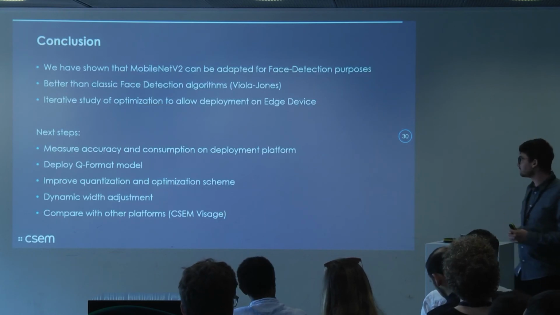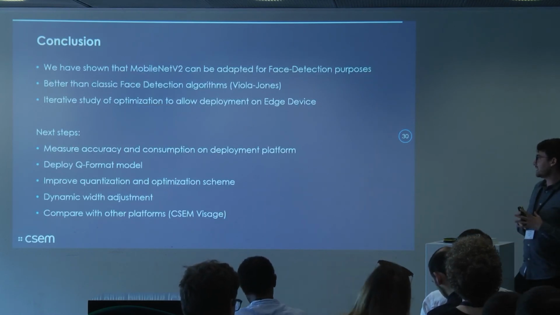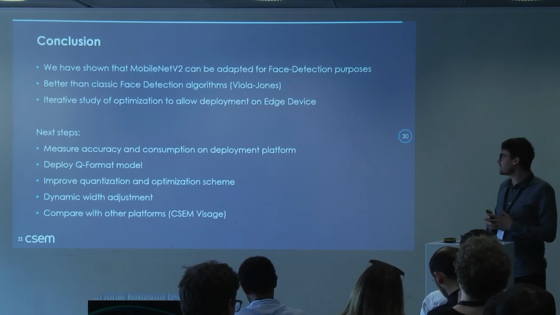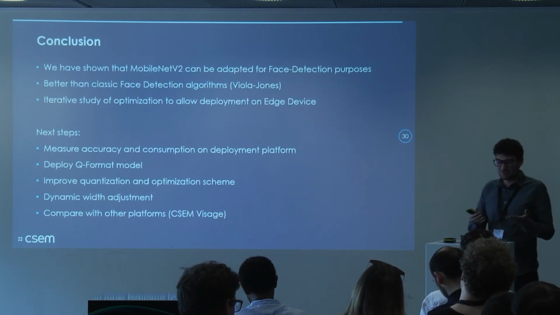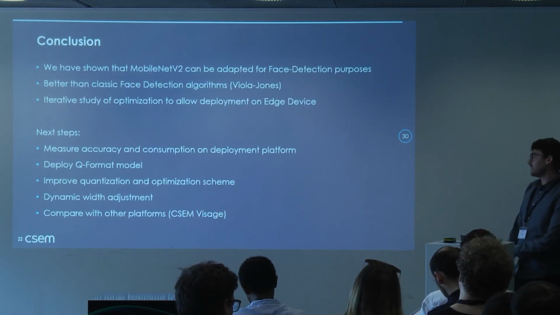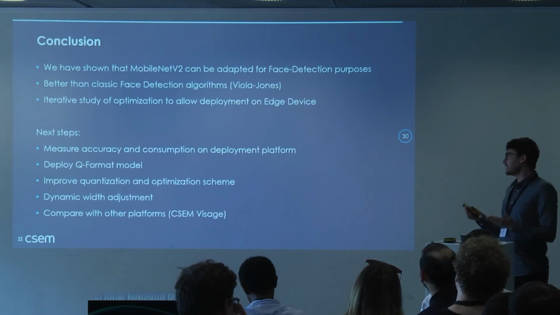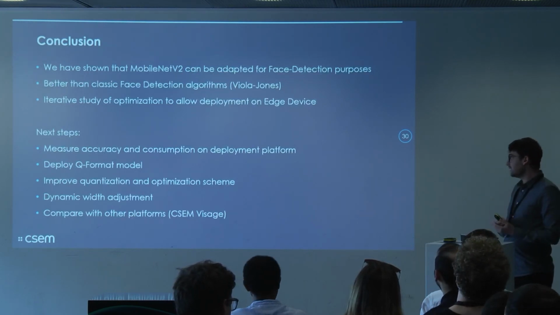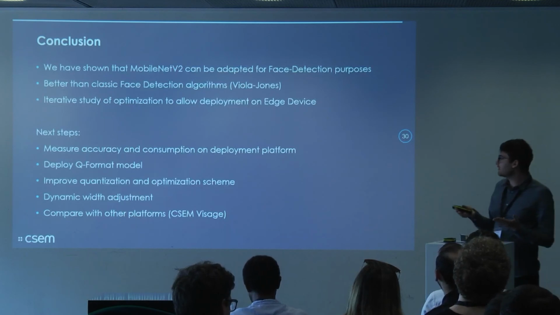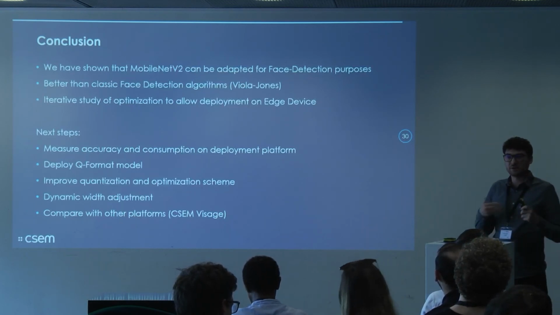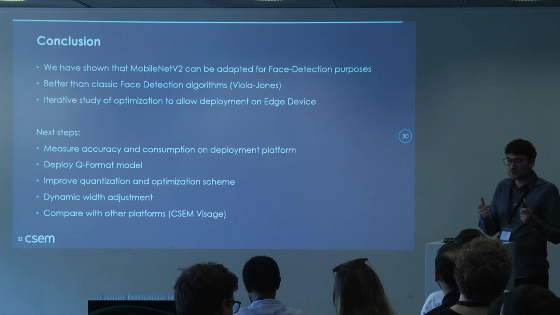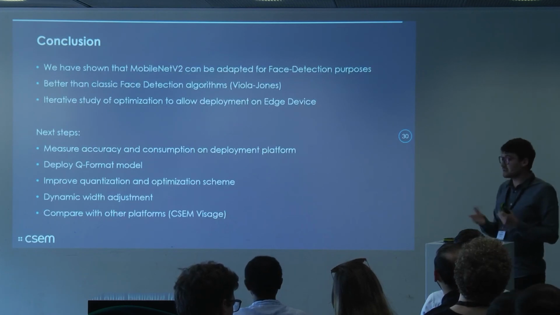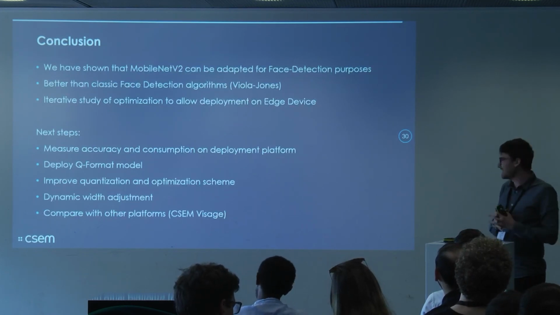with the devices. And the next steps are measuring the accuracy and consumption of the deployment platform, as mentioned. Then deploy other models like the Q format. Improve the quantization and optimization schemes, so we can further reduce the complexity of the model, obviously. Even selecting another network should be advantageous.